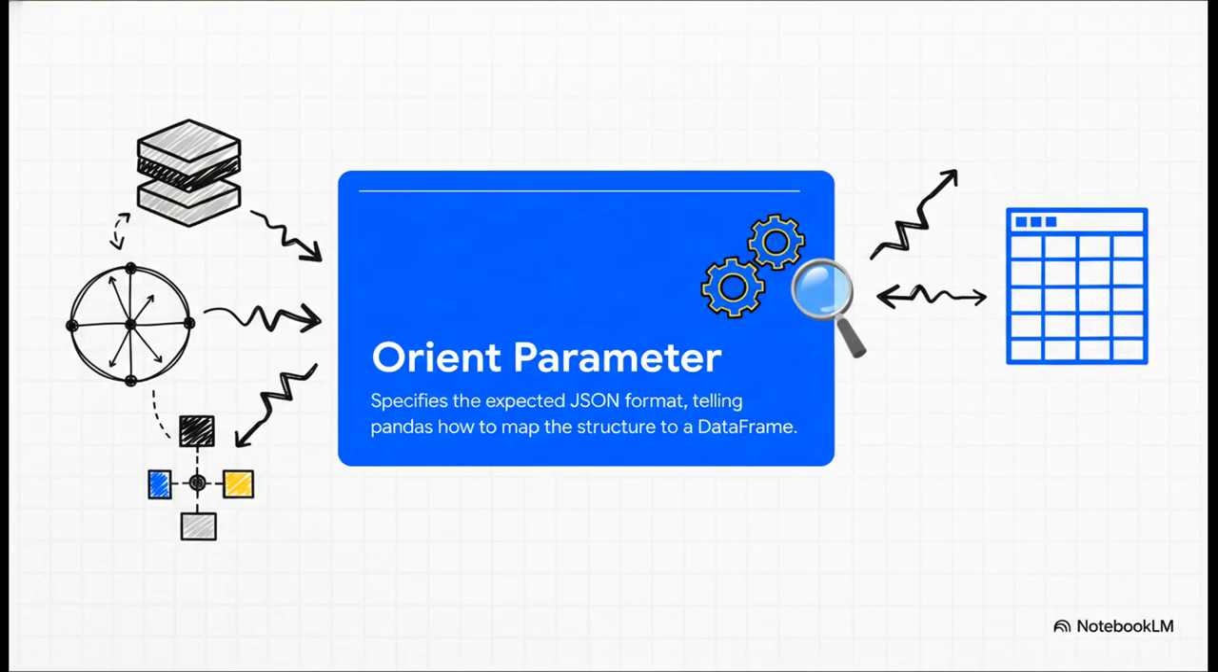So what does orient actually do? Well, you can think of it as your personal translator. It tells Pandas how to read the JSON, whether it is a list of records or a dictionary of columns, and then how to map that structure into the flat, two-dimensional world of a data frame. Getting this one parameter right is absolutely key.